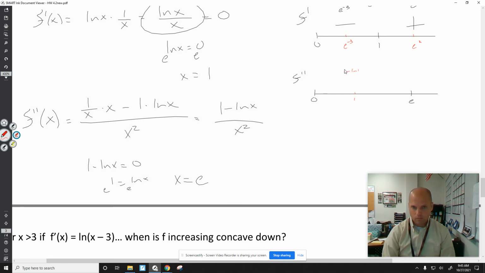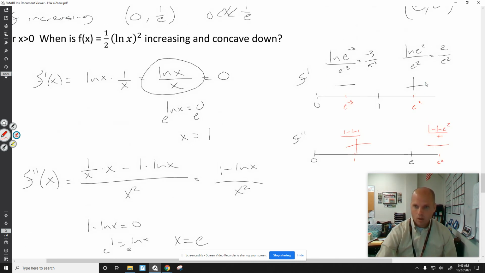1 minus the log of 1 over 1 squared. 1 minus the log of 1 is 1 minus 0, so that's positive. Plug in something like e squared: 1 minus the log of e squared over something positive, so I'm just going to put a positive there. 1 minus 2, that's going to be a negative. Okay, so when is f increasing? Here is when f is increasing.